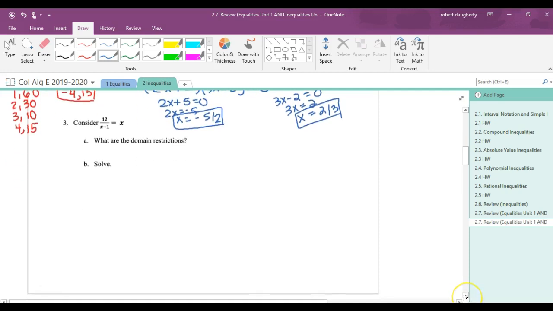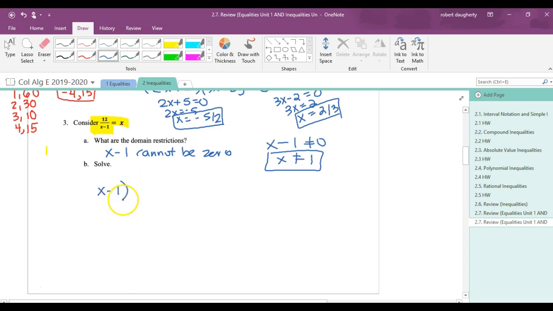Number 3, I've got a rational expression. My big concern here, I have a fraction. I know the fraction on the bottom, that denominator, can never be 0. So x minus 1 cannot be 0. So if x minus 1 cannot be 0, then x cannot be 1. That is my restriction on this problem. X cannot be 1. Now, how do I solve this problem?